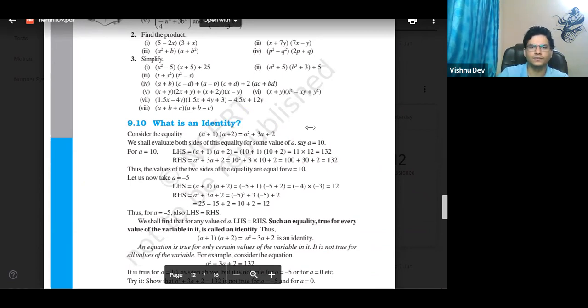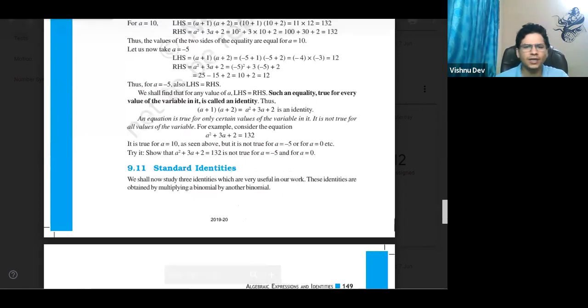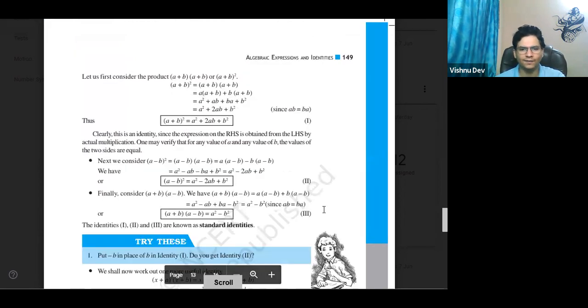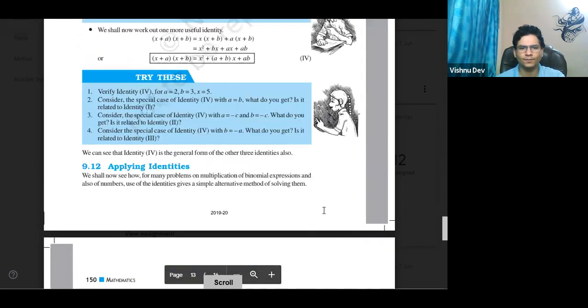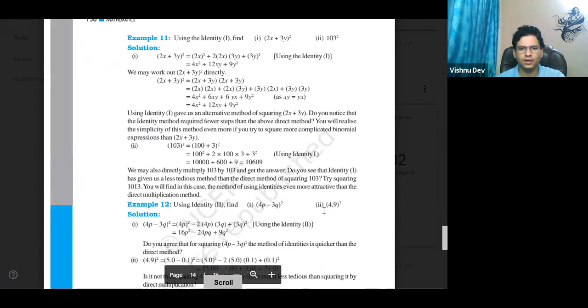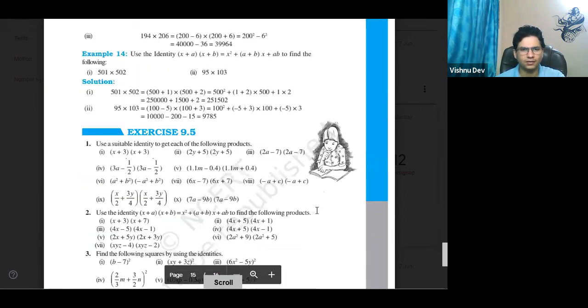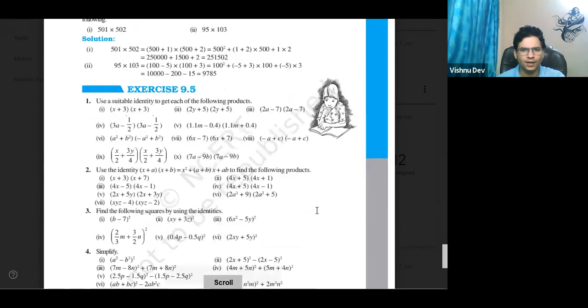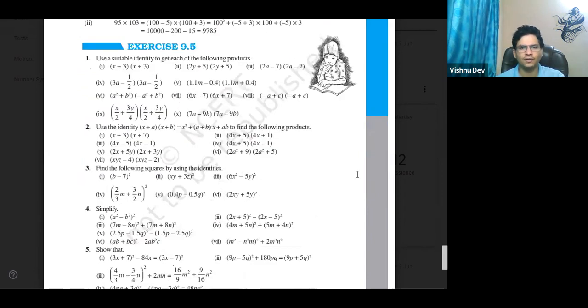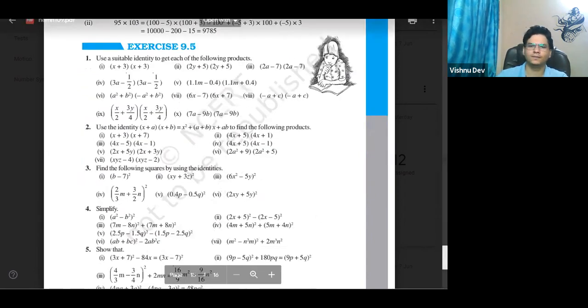Okay, chalo. So now let us start 9.5. If you have any doubts, we will clear them in 9.5, right? We have discussed all the exercises till the example. Now 9.5 question number 1.